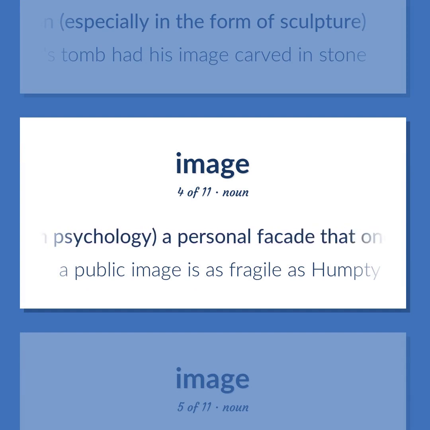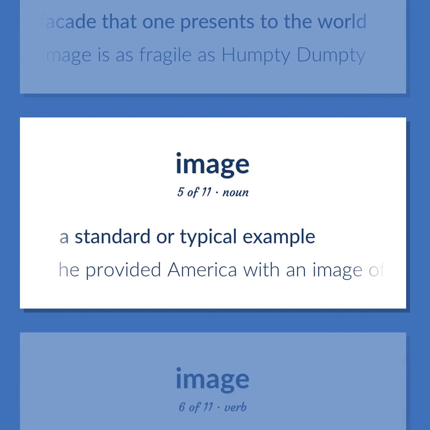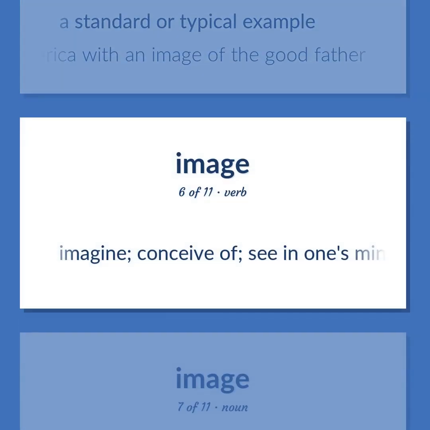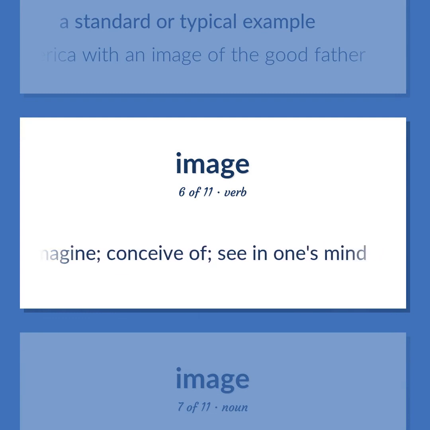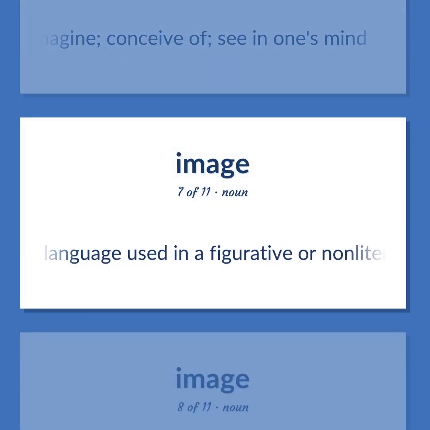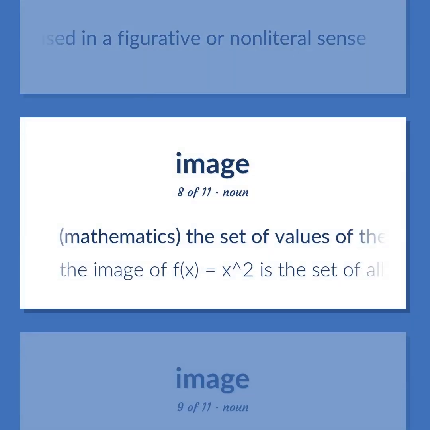Jungian psychology, a personal facade that one presents to the world. A public image is as fragile as Humpty Dumpty. A standard or typical example. He provided America with an image of the good father. Imagine, conceive of, see in one's mind. Language used in a figurative or non-literal sense. Mathematics, the set of values of the dependent variable for which a function is defined.